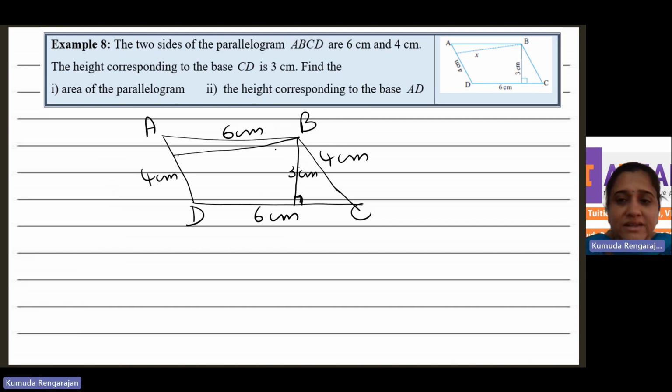How much is the length of this altitude? X. It is not known. You have to find it. The length of this altitude is not known. You understood what is given? This is the altitude on the side dash.